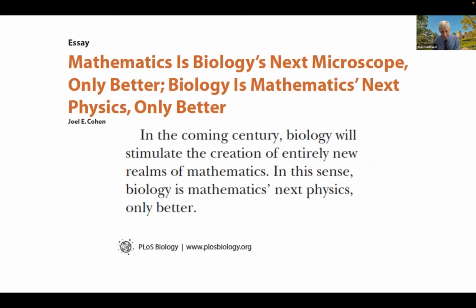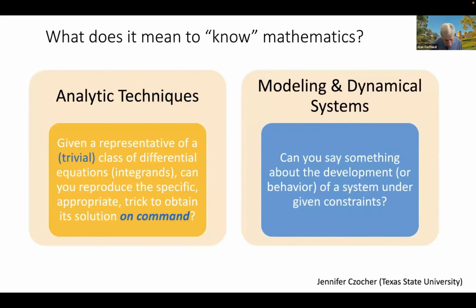So here's what I'm saying. Joel Cohn is an excellent mathematical biologist, and he's saying that biology is going to dominate math. Biology is very, very big, and we want our math. And Jennifer makes the point very correctly. We've been talking about this all along, what is your valuation here? What does it mean to know mathematics?